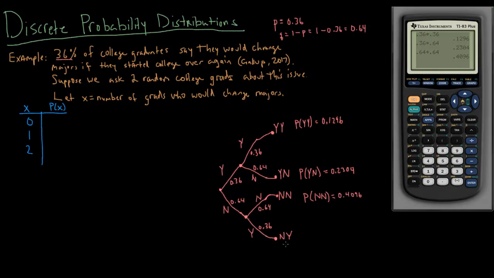And lastly, now here's the easy one. We need to calculate the probability of no, then yes. Well, what do you think? We're multiplying 0.64 times 0.36. We know that multiplication is commutative, and we've already calculated 0.36 times 0.64. That's going to be the exact same thing as 0.64 times 0.36, which is 0.2304.